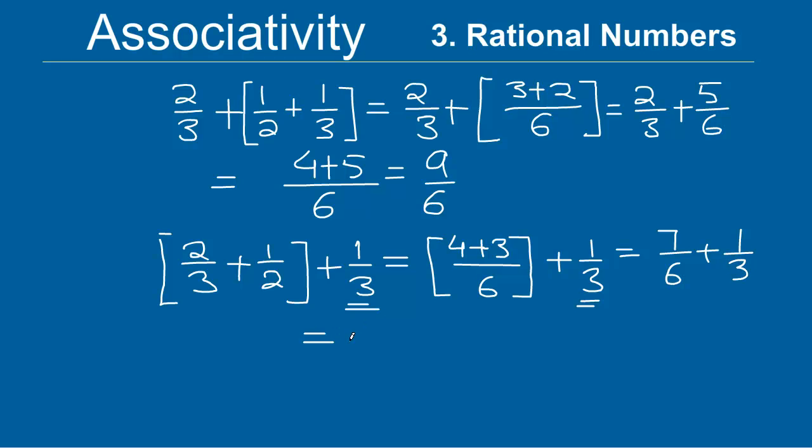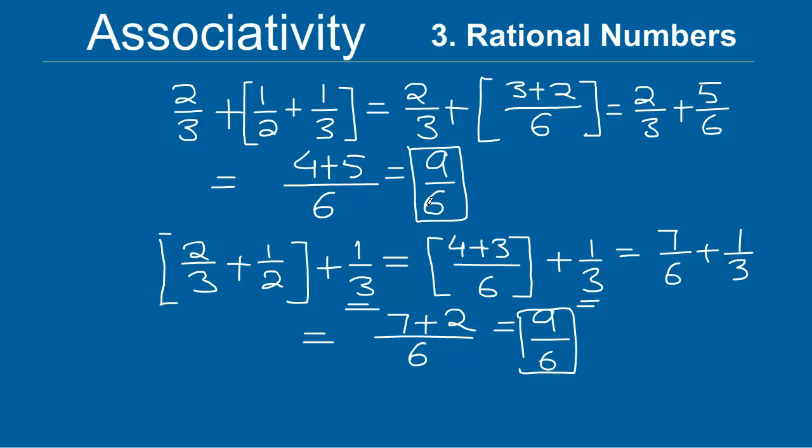which will give us equal to, LCM will be 6 here. So we get 7 plus 3 times 2 is 6. So 1 times 2 is 2. 7 plus 2 is 9 by 6. So indeed, we see that 9 by 6 same as 9 over 6.